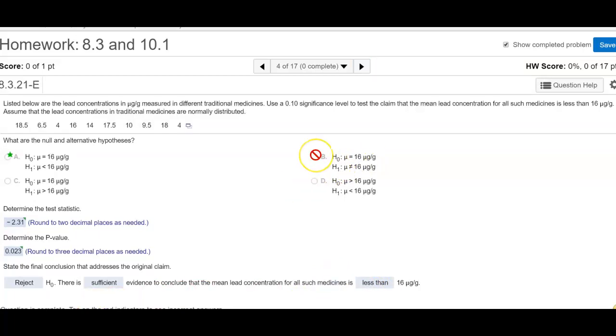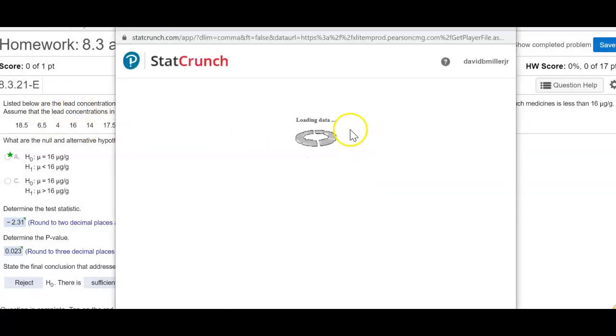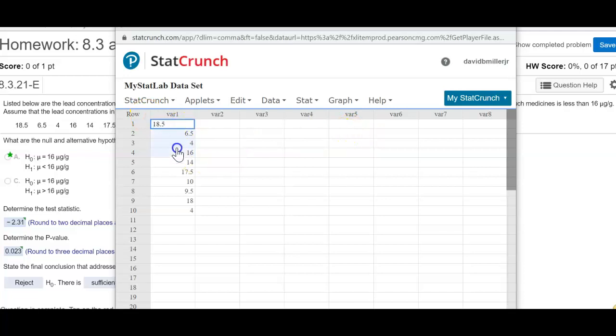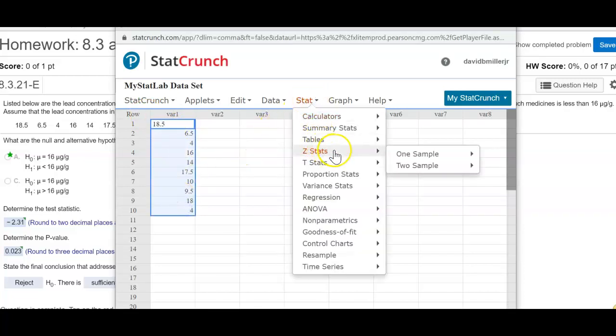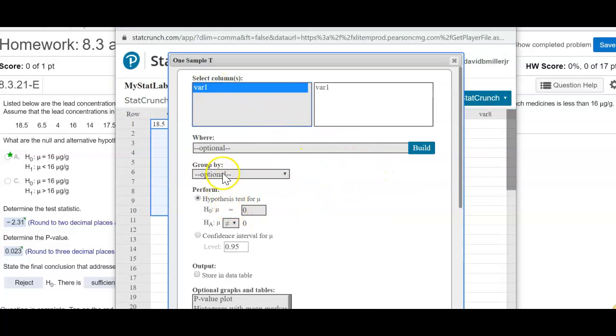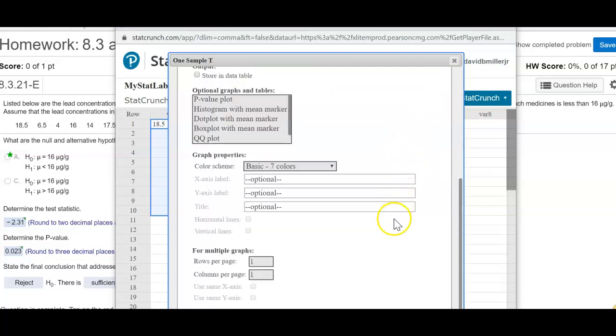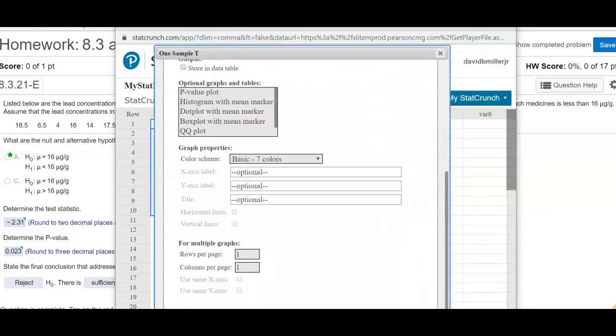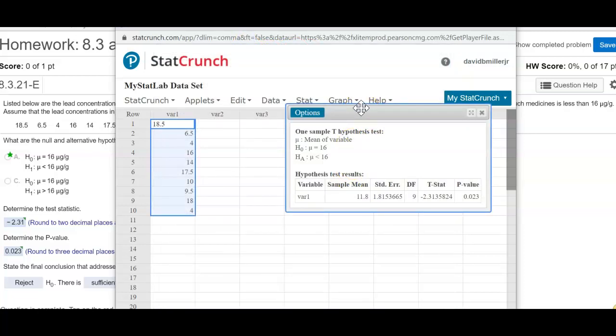All right, the next one we're going to look at is number 4. If you click this button, you can open it in StatCrunch with the data. So I'm going to do Stat, T Stat, One Sample, with Data. Data is in variable 1. We want to do a hypothesis test that mu is 16, and we want to do less than 16, and compute. You can see that we end up with a t-stat of negative 2.31 and a p-value of 0.023.